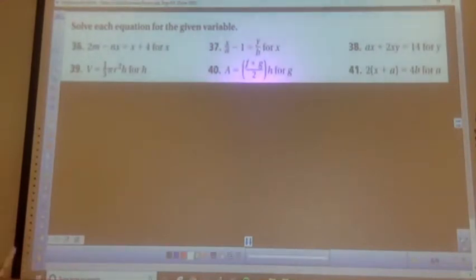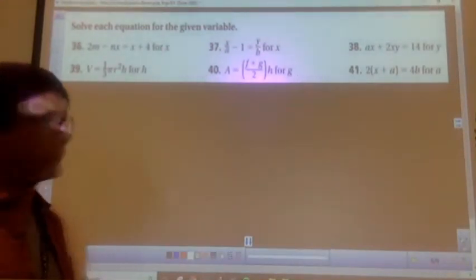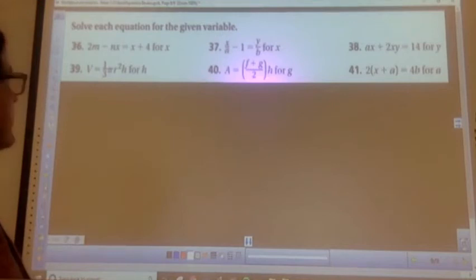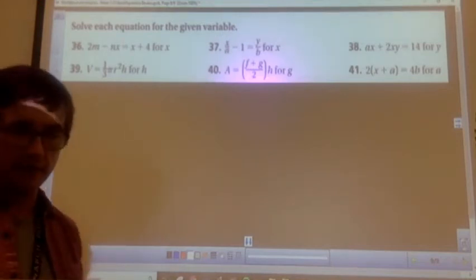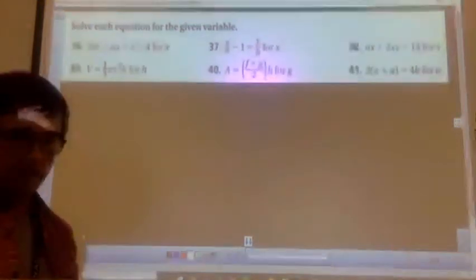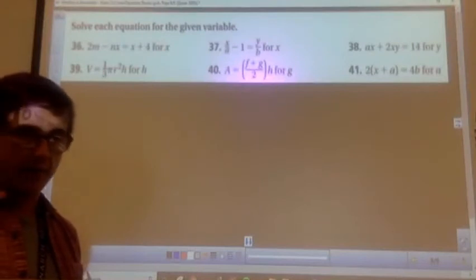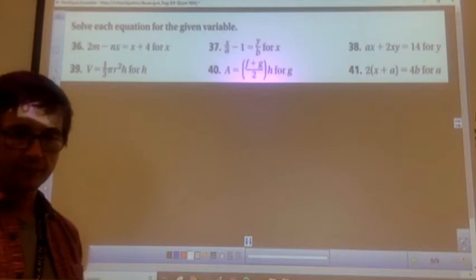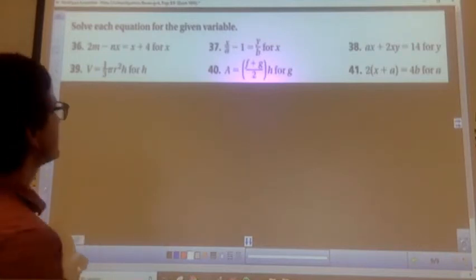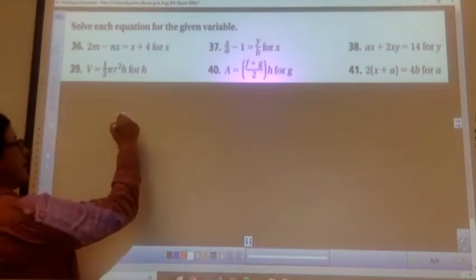Okay, how about any of these from the last chunk of problems, 37, 39, 41? Anybody have a question on those? I just figured I'd throw it up there and see if anybody had a question. If not, we'll move on. 37? Sure.